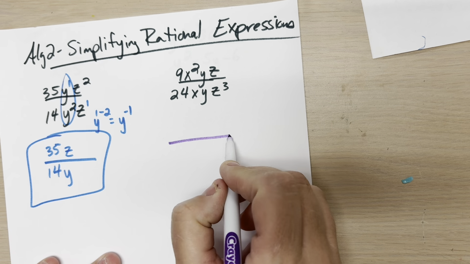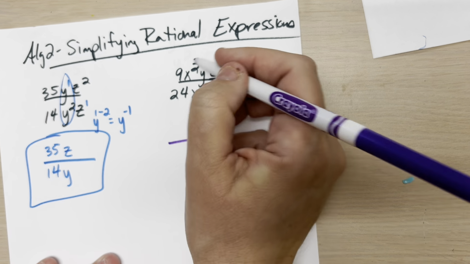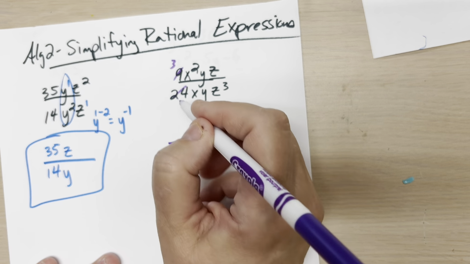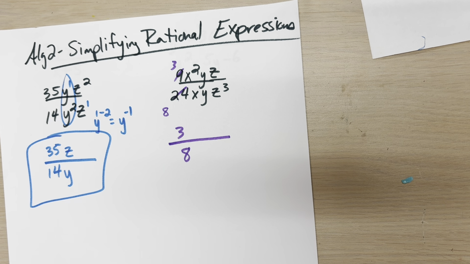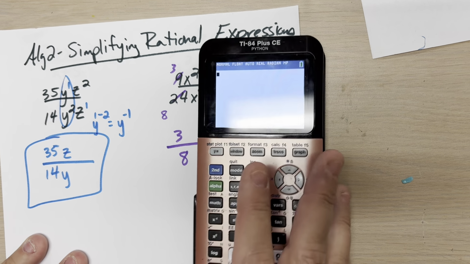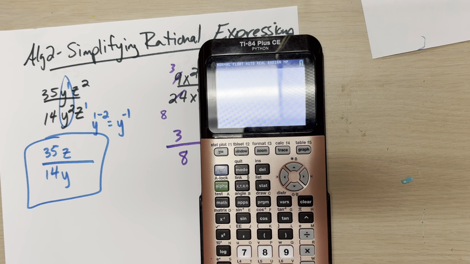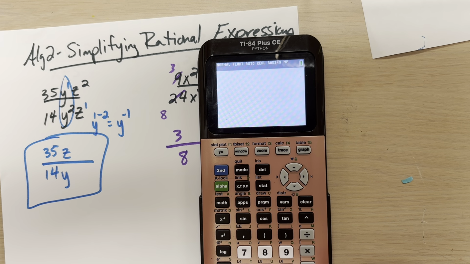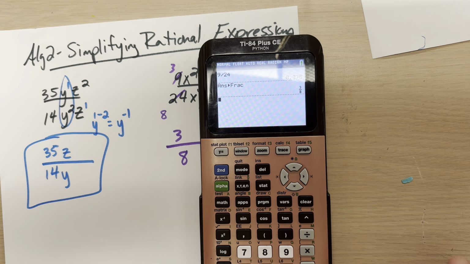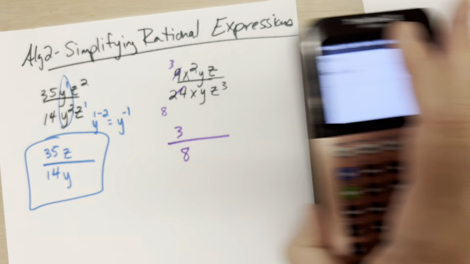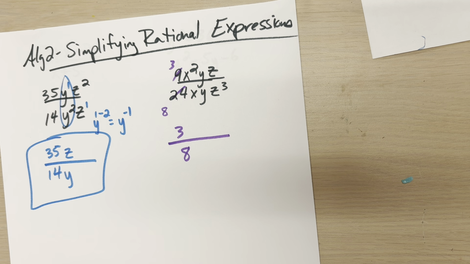So again, I'm gonna look at the numbers first. I've got 9 over 24. 3 goes into 9 3 times, 3 goes into 24 8, so this becomes 3/8. Now, if you're struggling or you're having an off day, maybe you missed reducing fractions somehow. If you've got one of these calculators, it'll do it for you, which is really nice. So you can just type in 9 divided by 24 and then math, enter, which will give you the reduced fraction there of 3/8. So use that tip as you like.